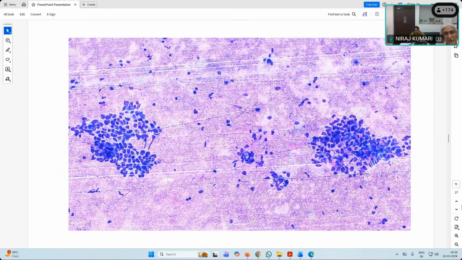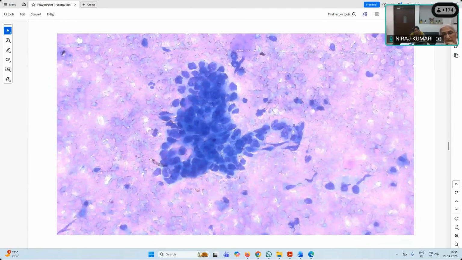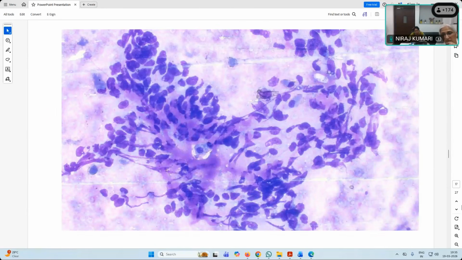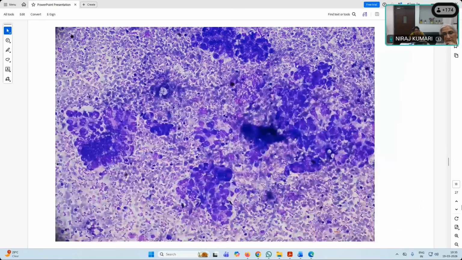Monomorphic cell population we don't see here. And if you see the higher power, the chromatin is not that fine. It is looking like bad-looking cells. They don't have a fine chromatin. See the cell morphology here. They have moderate pleomorphism, they are very irregular. Some are large, some are round, some are elongated. Okay, but they are not spindle.